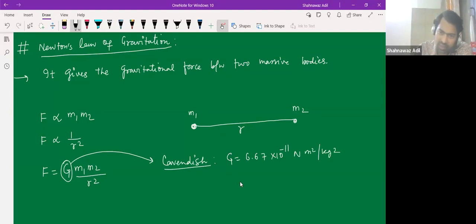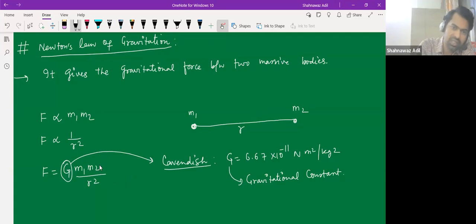So this is called the gravitational constant. And this force is independent of the medium, right? If we put this system in water, in space, or in glass, they will feel the same gravitational force everywhere. So that is independent of the medium.